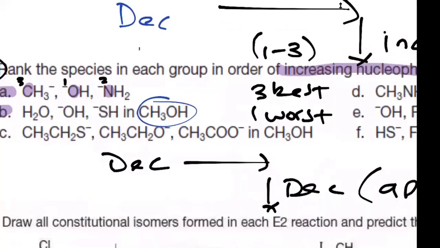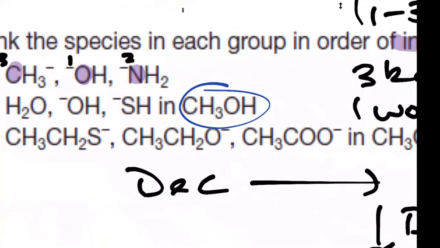So now we're comparing sulfur, oxygen, and oxygen. Where is sulfur in relation to oxygen on the periodic table? It's underneath it. So it's understood that it's bigger, right? Right. So of these three nucleophiles, which one is going to be the best in methanol? Wouldn't it be oxygen? No, sulfur is under it.